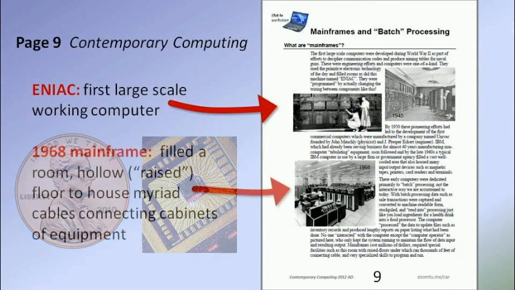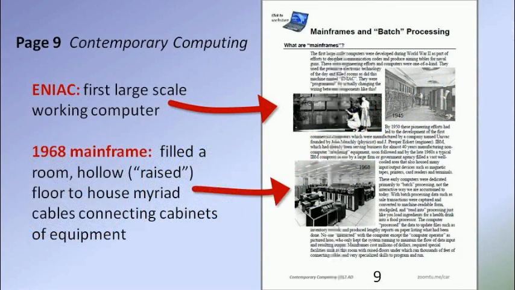Now the picture at the bottom is a mainframe computer. That is a large, centralized computer with several input-output devices. You see some tape drives here. In the background, there's also some printers. This also occupied a room. The floor in this room was hollow. It was actually a raised floor because under the floor are all sorts of cables connecting these cabinets of equipment.